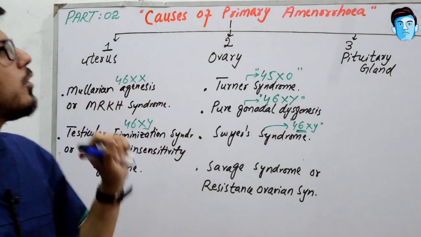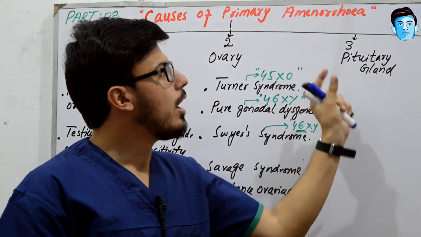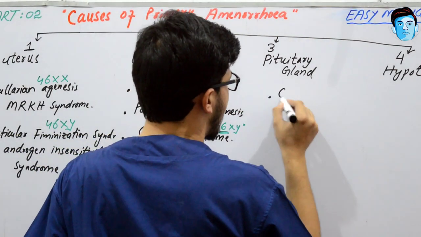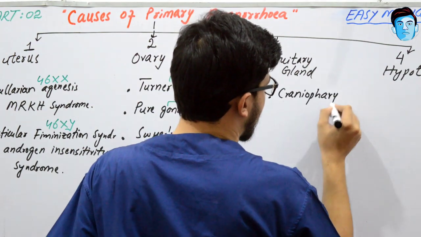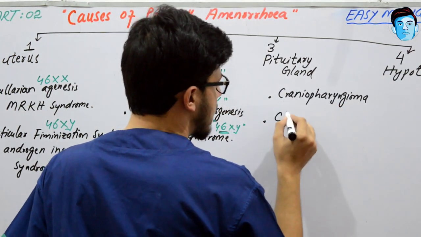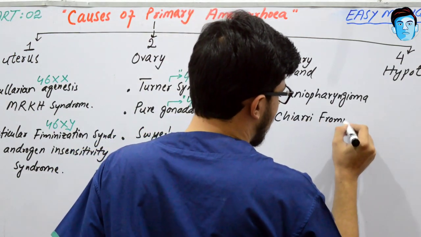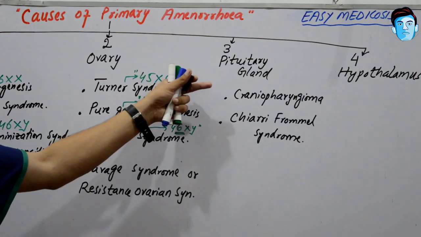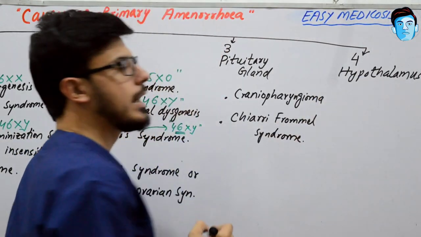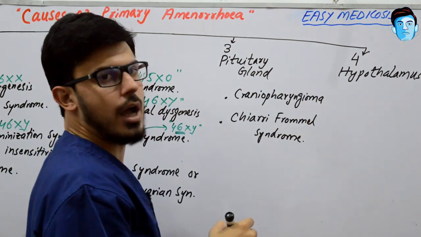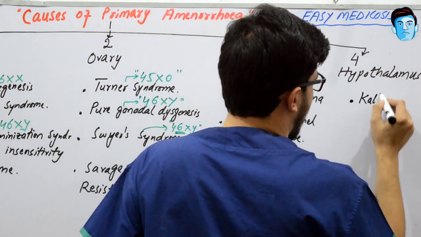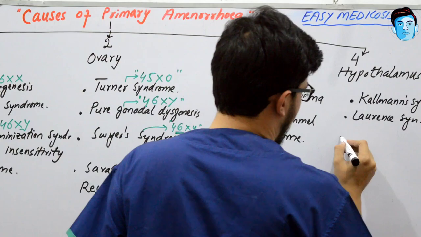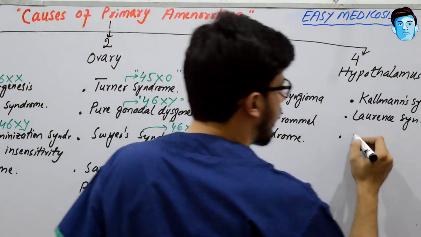Now, in compartment 3, there is the pituitary gland. So what are the causes of primary amenorrhea related to the pituitary gland? The first condition is craniopharyngioma, and another condition is Chiari-Frommel syndrome. Those are the two conditions related to the pituitary gland. While in compartment 4, there is the hypothalamus. What are the causes associated with the hypothalamus? They are Kallmann syndrome, Laurence syndrome, and Frohlich syndrome.